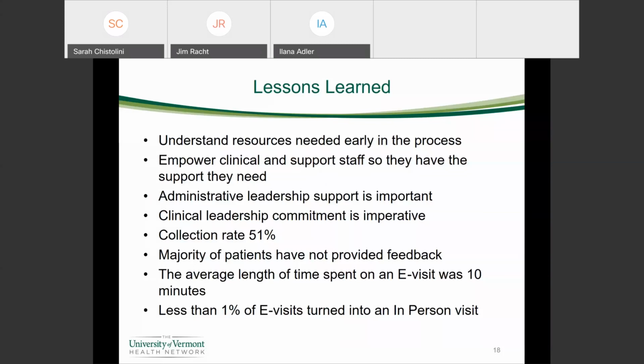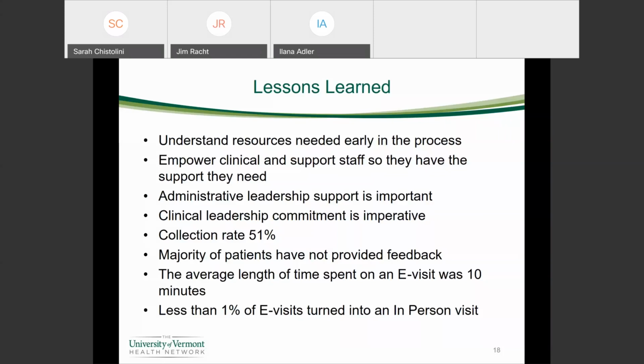Administration buy-in is absolutely necessary. Clinical leadership is imperative. Our collection rate is about 50%. So we found that the charge was sent by a bill in the mail. About 50% of our patients actually paid it, which sounds maybe not so high, but in the beginning we were about 30%. So that's encouraging.